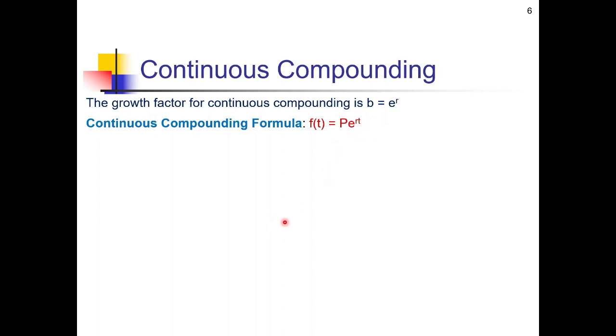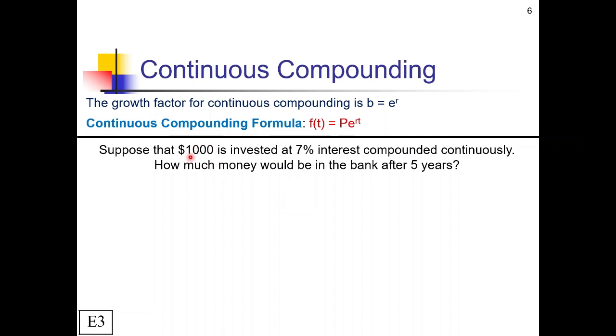So with that said, here's a sample problem to give it a test run. Suppose that $1,000 is invested at 7% interest, which is kind of nice, compounded continuously. That's the key word here that we have to use PERT. We just want to know how much money's in the bank after 5 years. Pause the video and give it a try.